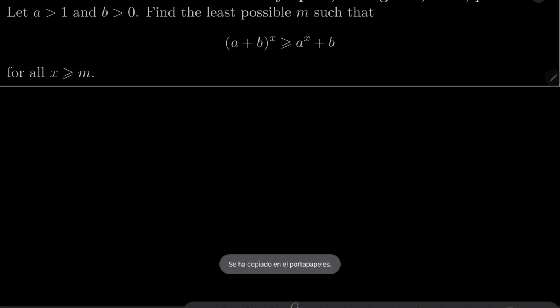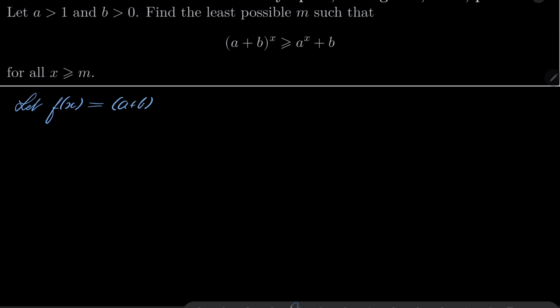Alright, so as I suggested, let f of x be equal to (a plus b) to the power of x minus a to the power of x minus b for any real number x. Let's notice two things. First, what is f of 1? It's a plus b minus a minus b, so it's 0. Let's call this condition triangle. We'll use it later. Now let's investigate the derivative of our function.